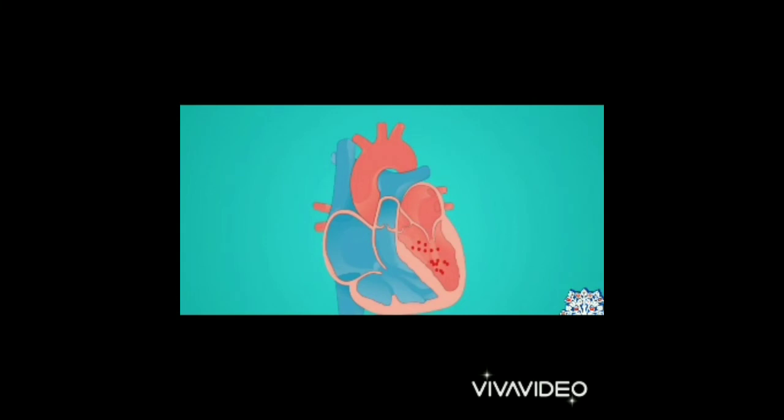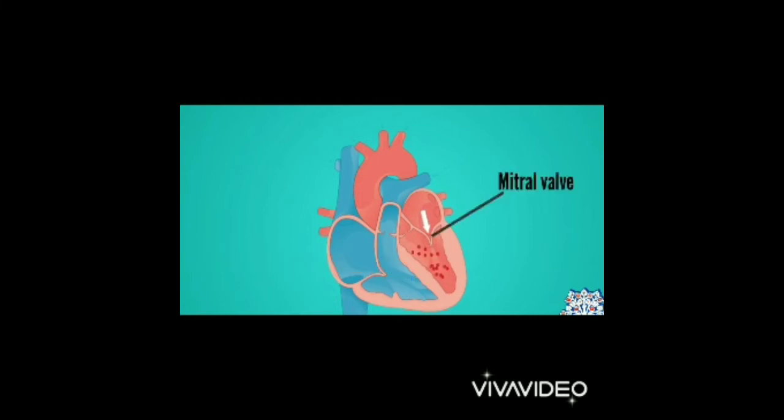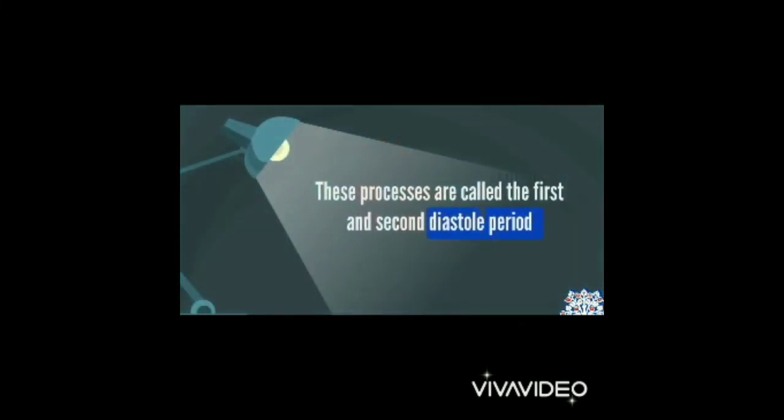The valve between the right atrium and the right ventricle, the tricuspid valve, prevents blood from flowing back into the right atrium. The valve between the left atrium and the left ventricle, the mitral valve, prevents blood from flowing back into the left atrium. This process is called the first and second diastole period.